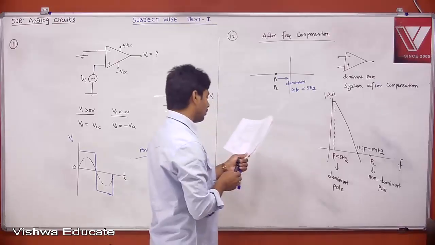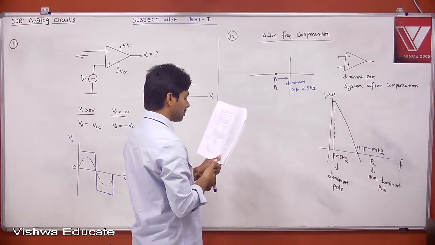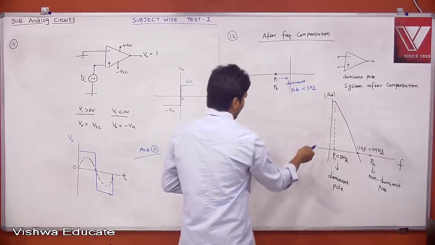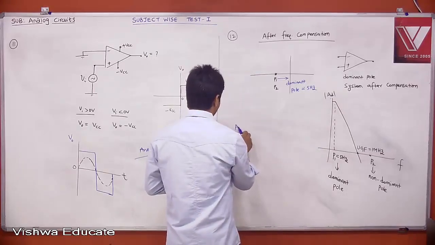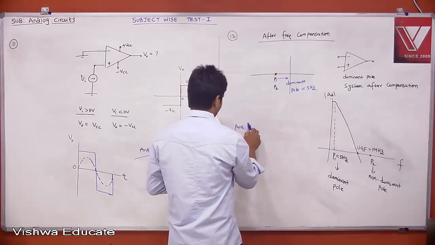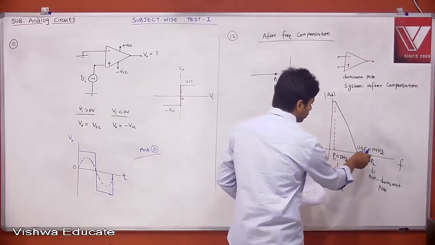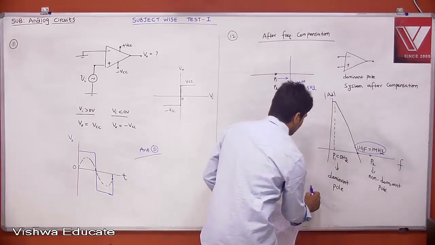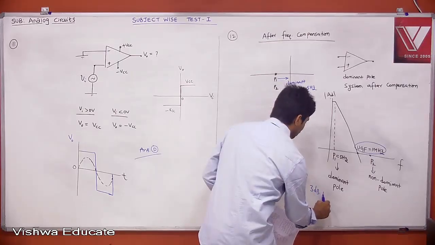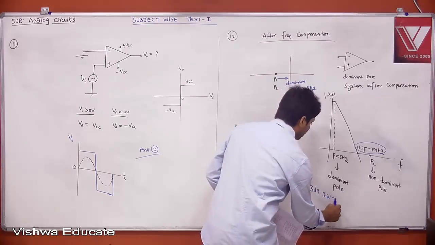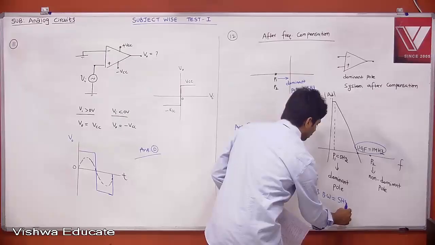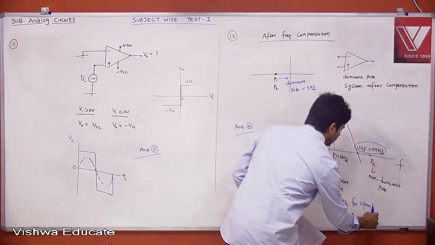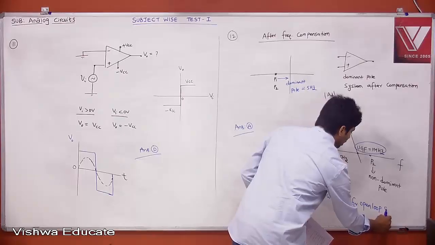Your answer is, the first dominant pole encountered in the frequency response of a compensated op-amp is approximately 5 Hz. Actually, this is the bandwidth. Answer is A. Therefore, what is the 3 dB bandwidth? This is the unity gain frequency, right? Then this is your 3 dB bandwidth. The 3 dB bandwidth is nothing but 5 Hz for an open loop op-amp, without feedback.